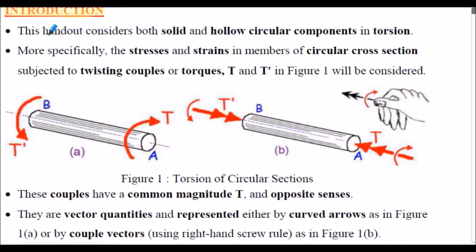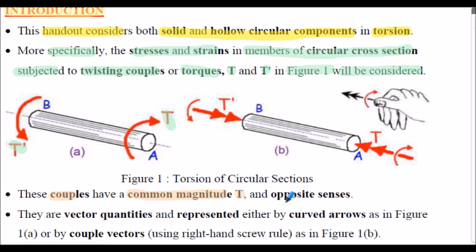Introduction. This presentation considers both solid and hollow circular section components that are subject to torsion. Specifically, the stresses and strains in members of circular cross-section bars subjected to twisting couples or torques, denoted as capital T and capital T dash, shown in figure 1, here and here, will be considered. These twisting couples have a common magnitude T, but are in opposite senses. In other words, T is shown in a clockwise sense here, and T dash is shown in an anti-clockwise sense here.